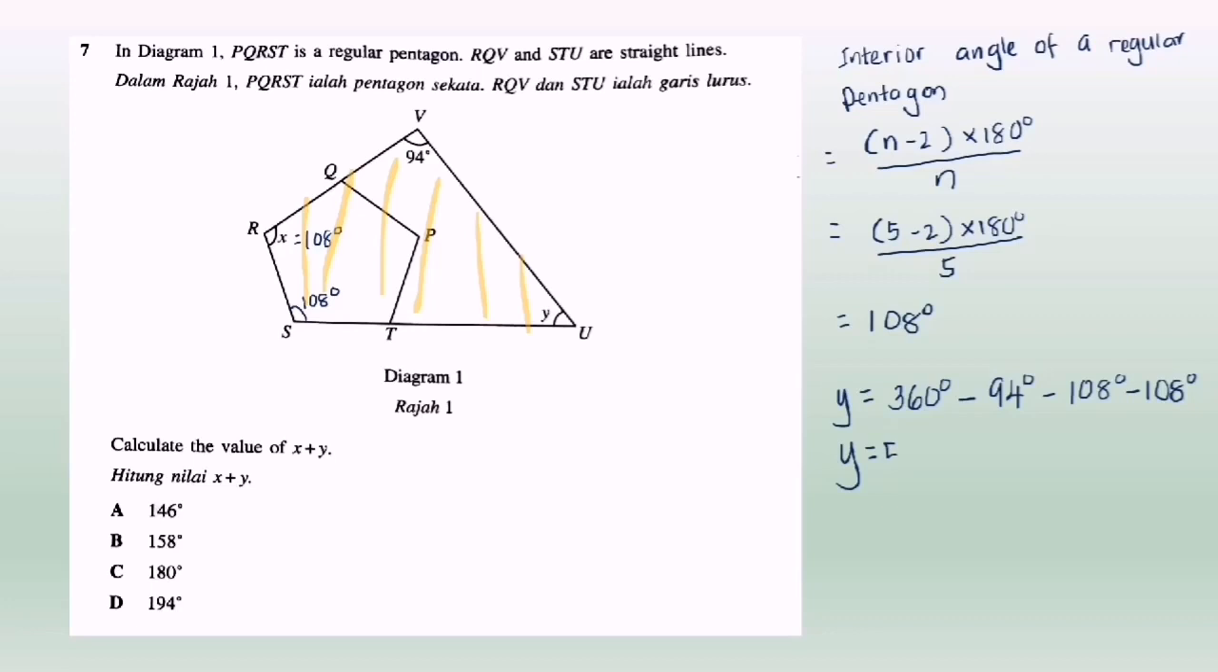Y equals 50 degrees. So now we need to find the sum of S and Y. So the value of S is 108 degrees plus the value of Y, which is 50 degrees, equals 158 degrees. So the answer is B.